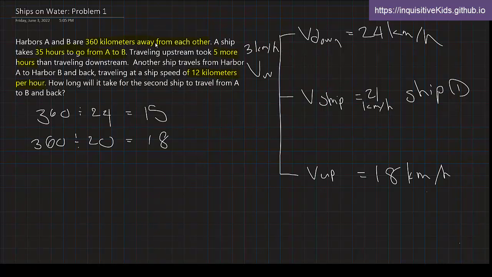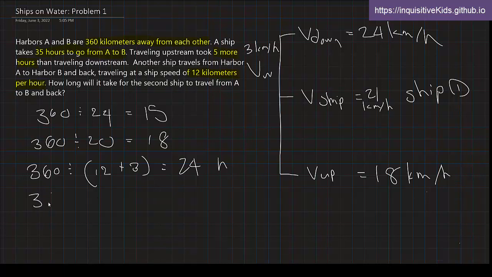So now we know the ship speed, and we also know the water speed, and we also know the ship speed of ship 2, because it's 12 kilometers per hour. It says it right here in the problem. So we're just trying to find the separate times for ship 2 to go upstream and downstream. So first we're going to have 360 divided by 12 plus 3. So 12 plus 3 is 15, right? And 15 being divided into 360, that's 24. So it took 24 hours right here.